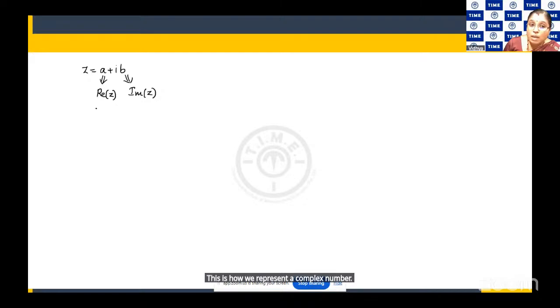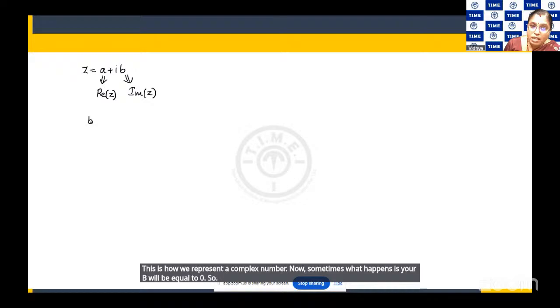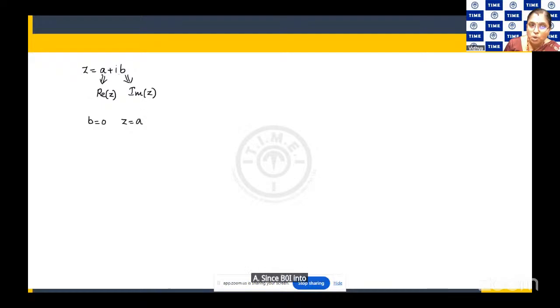Now, sometimes what happens is your b will be equal to 0. So if your b is equal to 0, what happens? Your complex number will be z is equal to a. Since b is 0, i into 0 will give you 0. So z is equal to a. In this case, we say that the complex number is real. So we can say that a complex number is a superset of a real number. So we can write a real number is a subset of complex number.